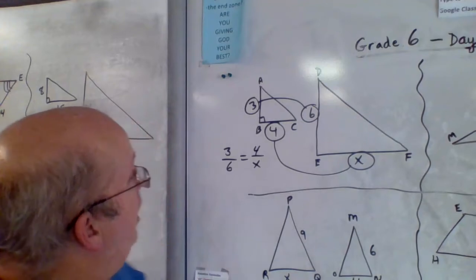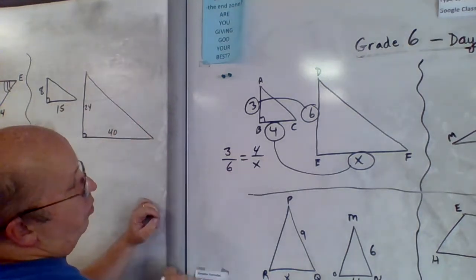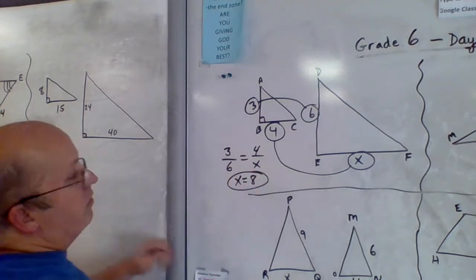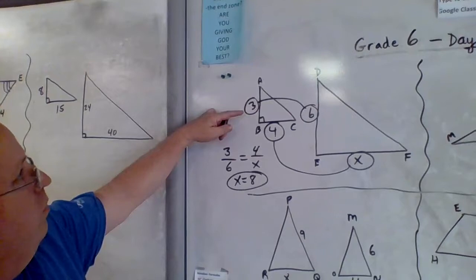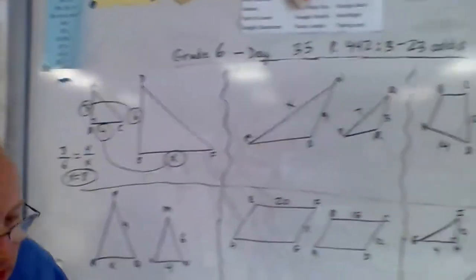In this particular case, can you figure out what x is? Use cross products. 6 times 4 is 24, divided by 3. X has to be 8 in problem 1, or whatever you want to call this. Okay, let's move on to this next one.